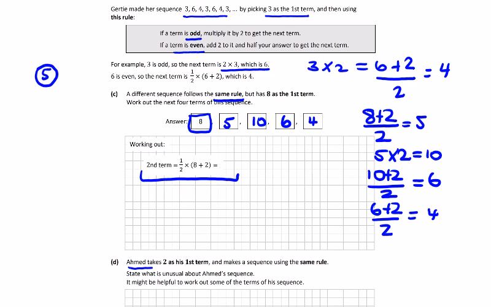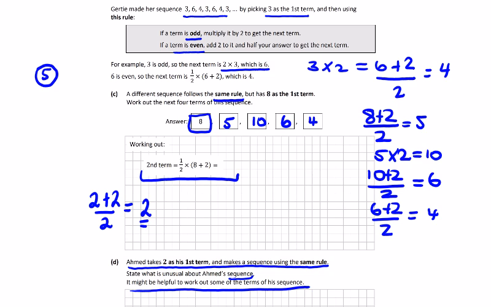Now Ahmed takes 2 as his first term and makes the sequence using the same rule. What's unusual about Ahmed's sequence? It might be helpful to work out some of the terms. Okay, let's do it here. If 2 is the first term, it's even. We're going to add 2 and divide by 2. 4 divided by 2 is 2.